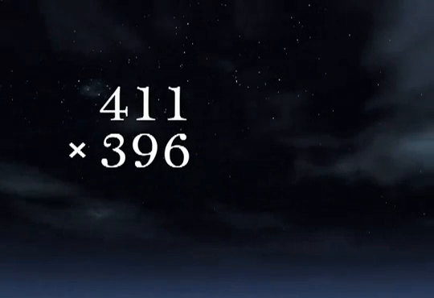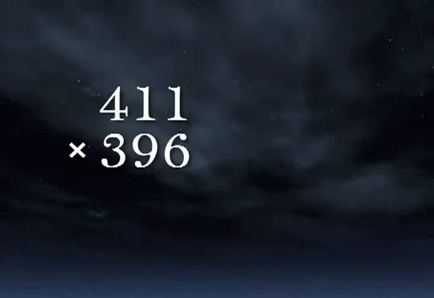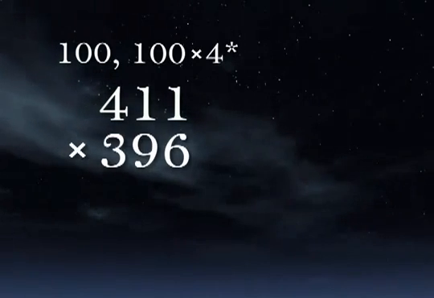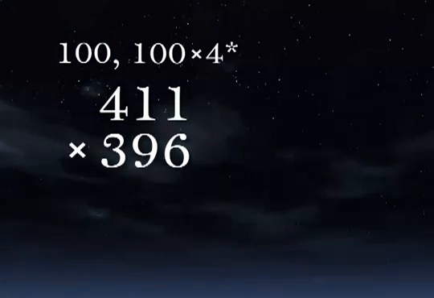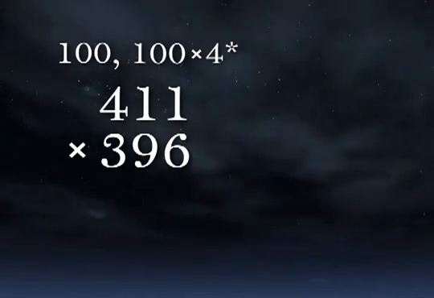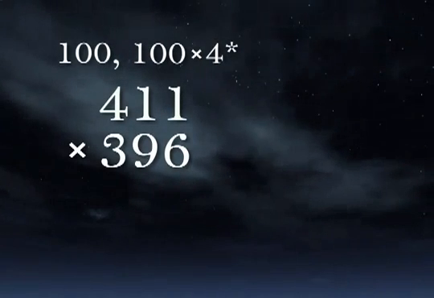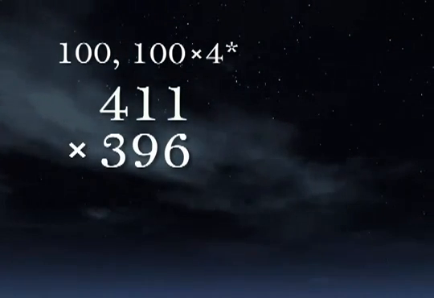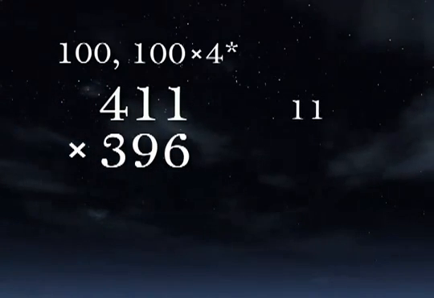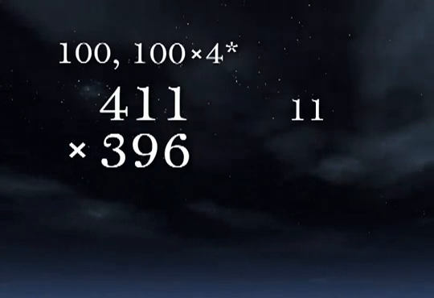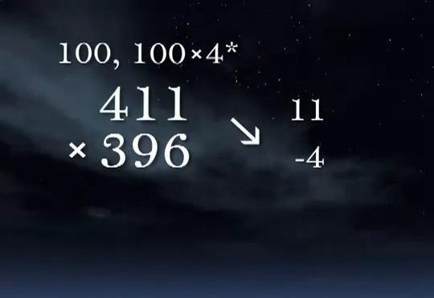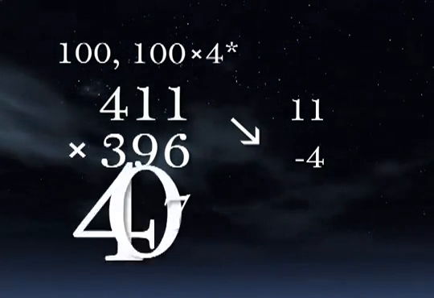Here again, the numbers are not close to 10 or 100 or 1,000. Let's use actual base 100 and working base 100 times 4. The working base is 400, but it's written as 100 times 4. That's to remind us to multiply the left side by 4. 411 is 11 more than 400, our working base, so we write 11. 396 is 4 less, so we write negative 4. Working crosswise, 411 minus 4 is 407.